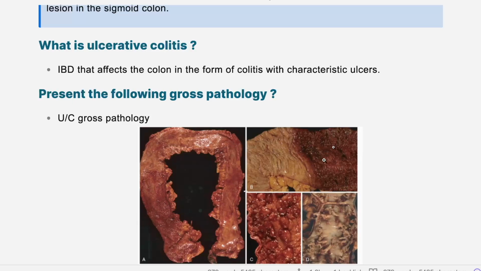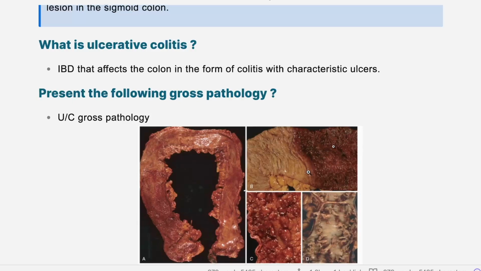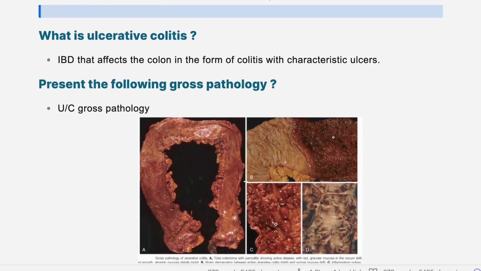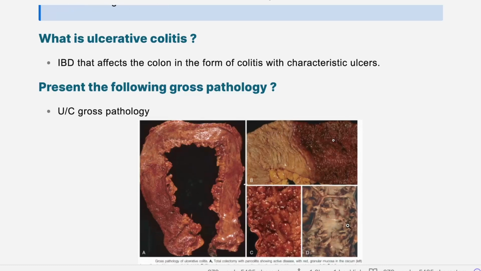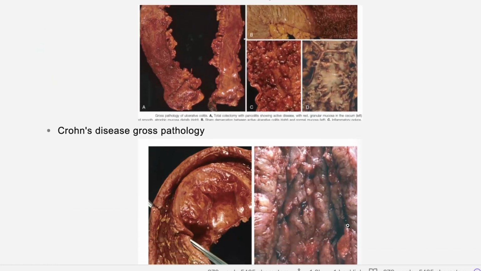In image B, there are signs of colitis, which is inflammation of the wall, with a good line of demarcation between both of them. Here we can see the presence of inflammatory polyps, again characteristic of ulcerative colitis. In the last image, you can see mucosal bridges in between. Again, that's a characteristic of ulcerative colitis.